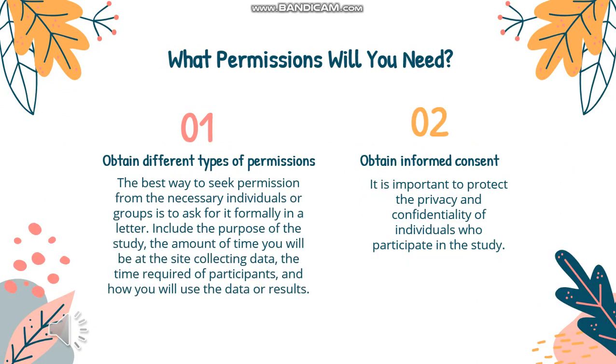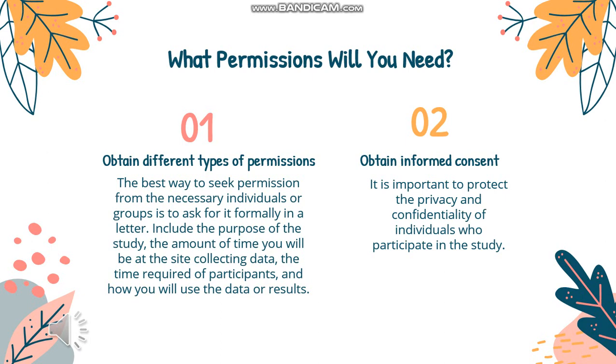And then, the second step is about obtaining permissions. What permissions will you need? This step includes 2 activities: obtain different types of permissions, and obtain informed consent. The first is about obtaining different types of permissions.